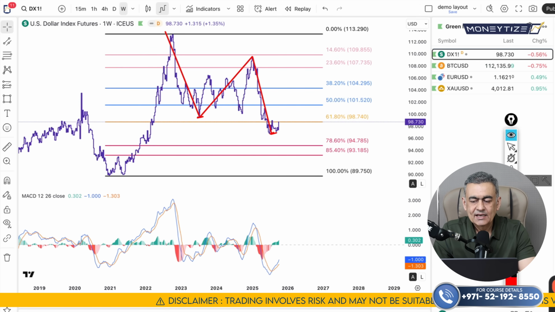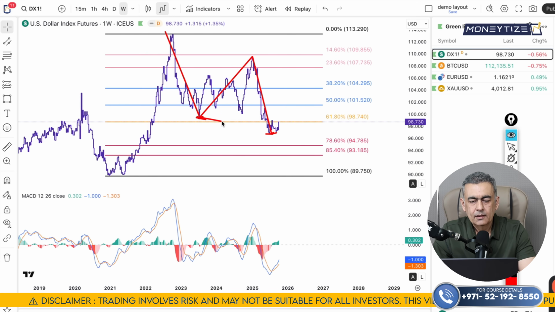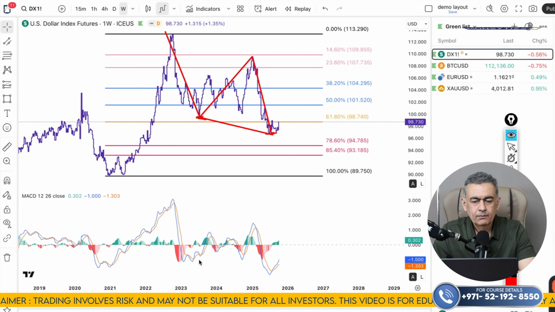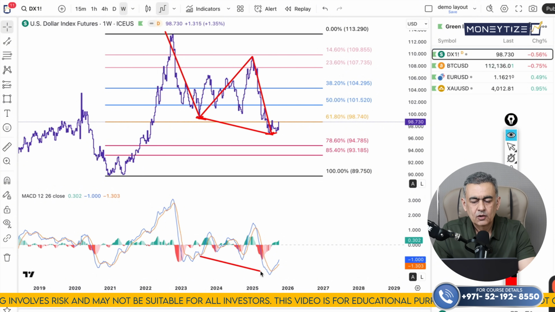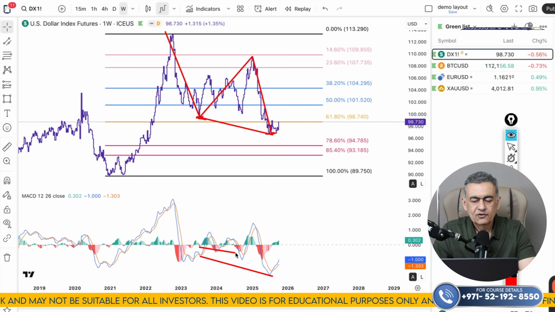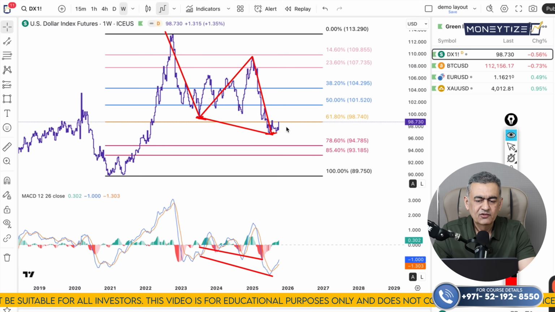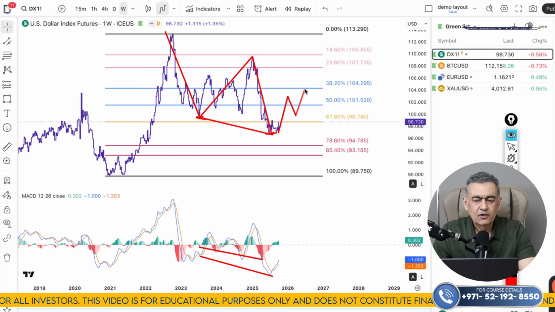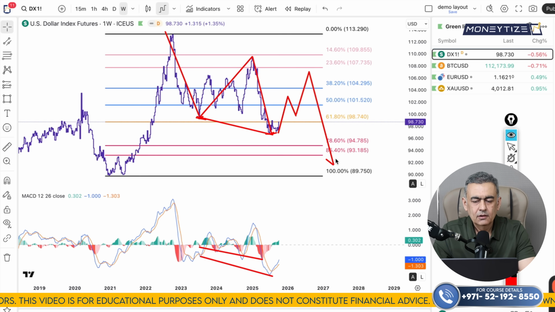Now I do not see any divergence here. When I'm comparing the previous low with the new low, it is a lower low formation, and here we see a lower low formation, and even on the histogram I see a lower low formation, which means there should be a corrective bounce from the current level and then continuation lower.